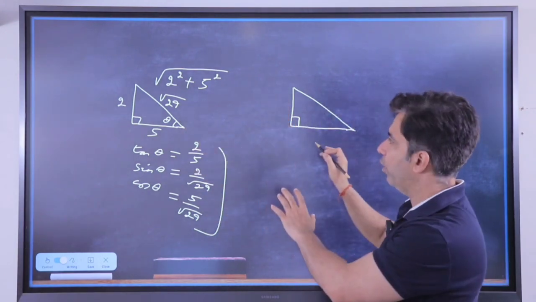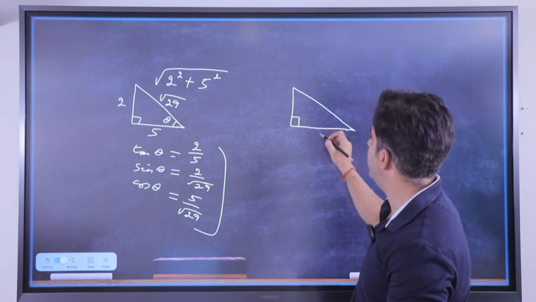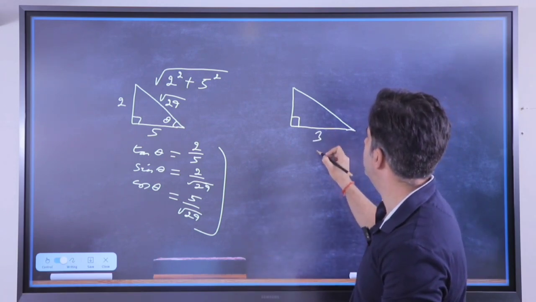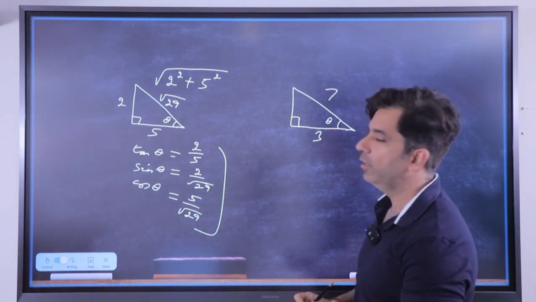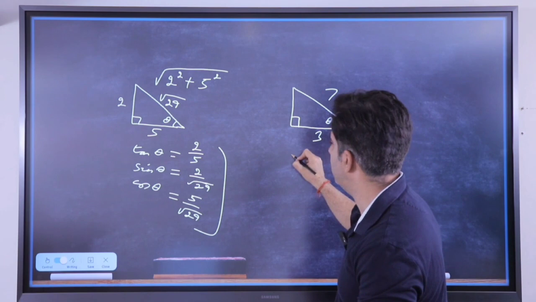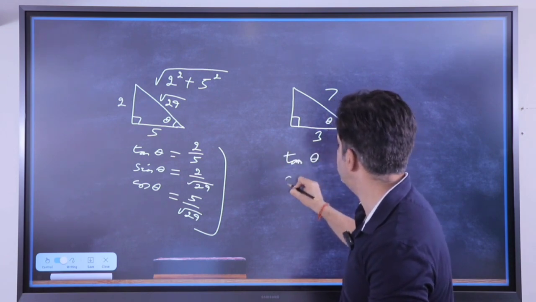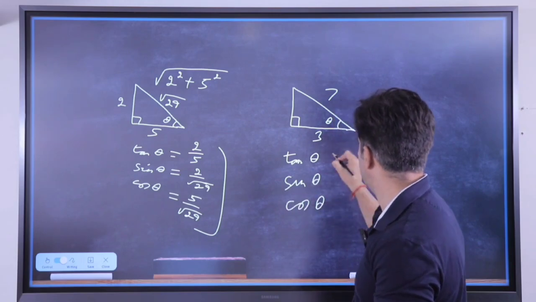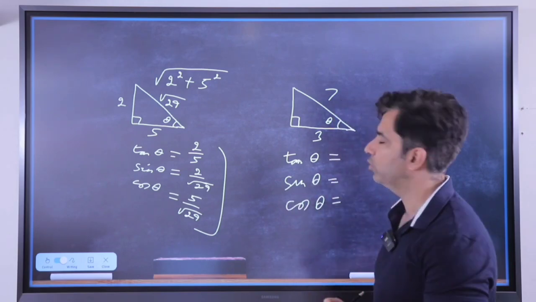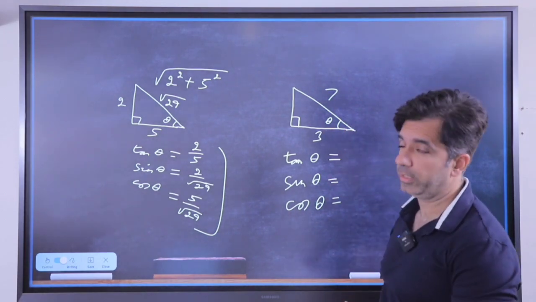I'm just listing down a question. I'm not stopping the video over here. So let's say this side is 3, this is 7, this angle is theta. Just like the last question, the question is the same. We have to find tan theta, sine theta and cos theta. We have to find all these three values. So just solve this by yourself once.